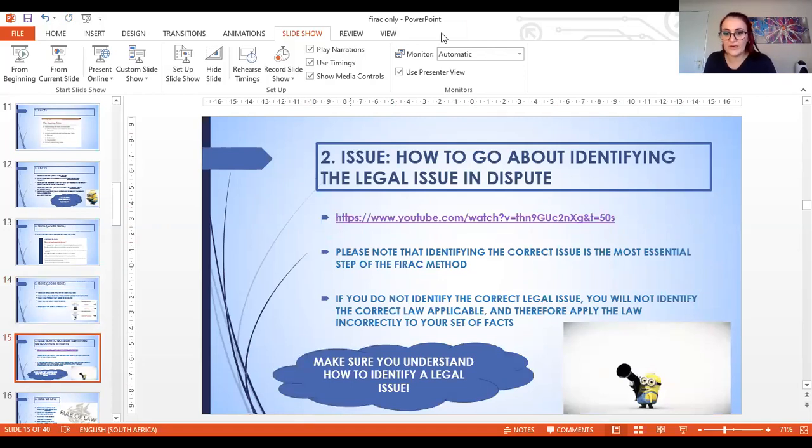Okay, so I've placed a link here on the slides that you can also go and have a look at. It will help you to identify what a legal issue is. Like I said, sometimes we are just super lucky and the case will tell us directly that the issue is X, Y, and Z. Okay, you don't need to faff it up. That is what the issue is. That is what you're going to copy and paste under your issue headline.